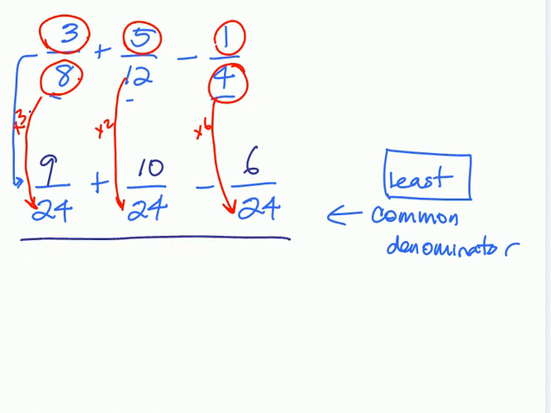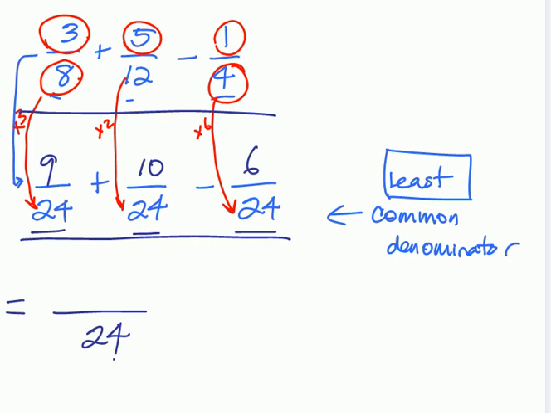But now they all have the same denominator, so now we can add because we're adding like things. So let's just finish this off. We've got so many 24ths plus so many 24ths minus so many 24ths. What we're going to end up with is 24ths. So that doesn't change. To see how many 24ths we have, we just add 9 plus 10 minus 6, and if we do that, we would get 13. So what we have altogether is 13 24ths.